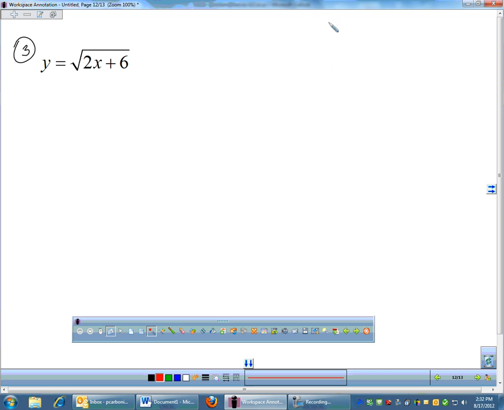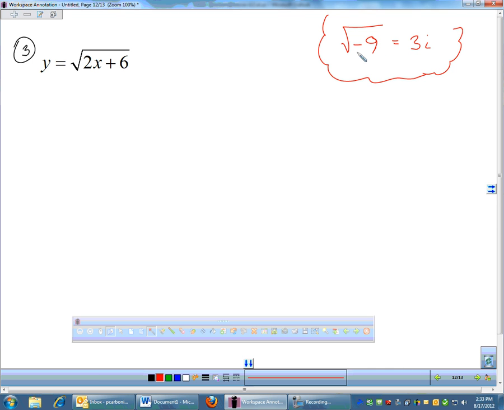Well, if you remember, you cannot take square roots of negative numbers. So if I had square root of negative 9, you can't do that in the real numbers. Now, you do maybe remember that that's 3i, but 3i is imaginary. It's not a real number. You can't take the square root of a negative number.